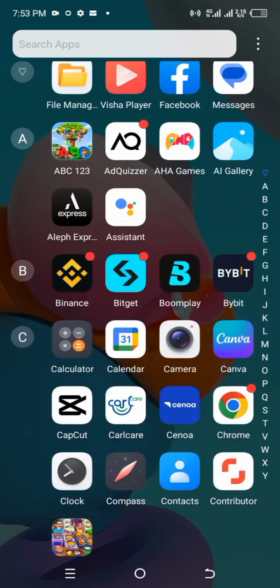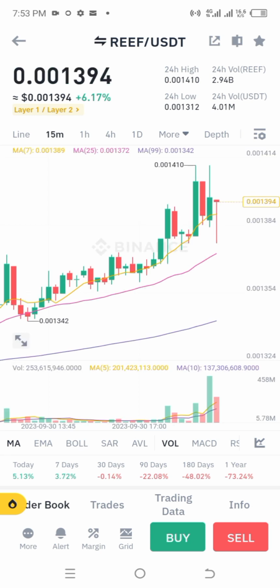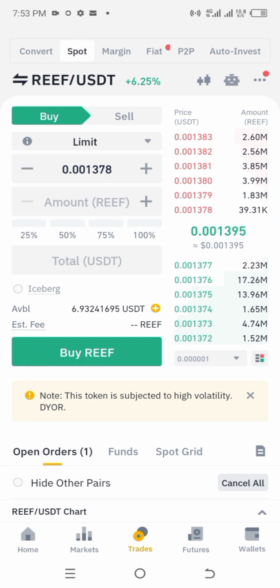Today we'll be looking at how to do spot trading on Binance. All you need to do is make sure you have a Binance verified account and have some funds in it to start trading. This is Reef, the coin I'm interested in buying.